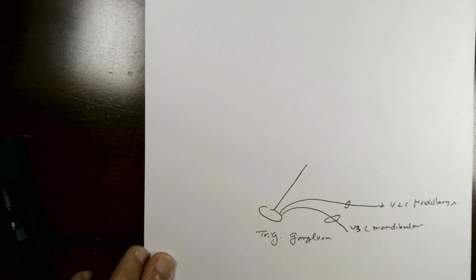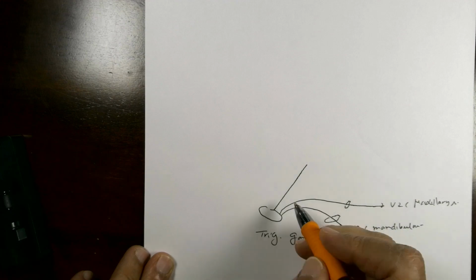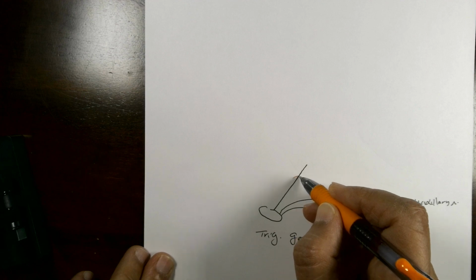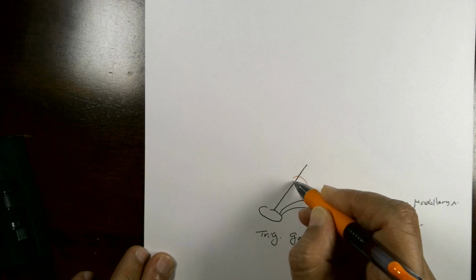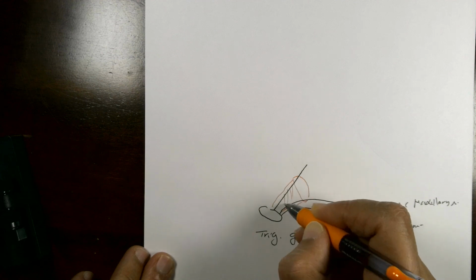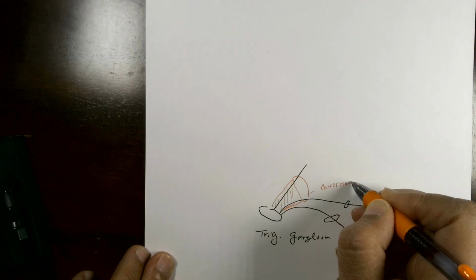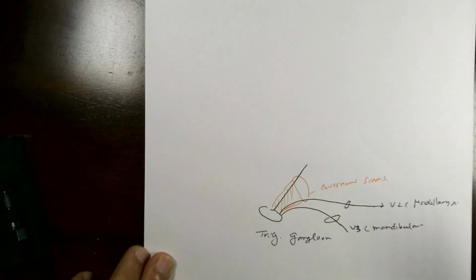The ophthalmic nerve travels through the cavernous sinus. If you remember, the cavernous sinus contains this nerve and this nerve. This is the cavernous sinus, which is a dural venous sinus.